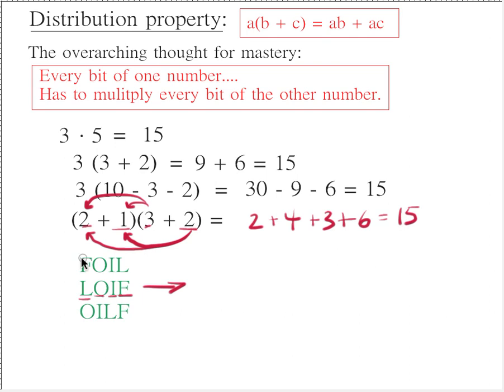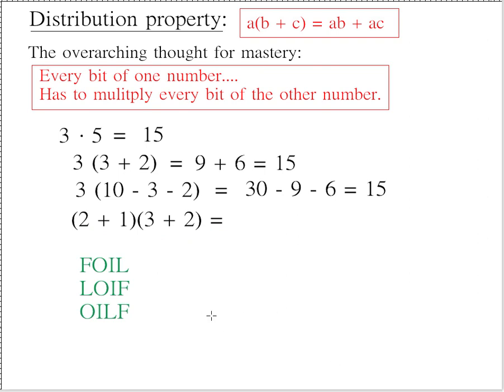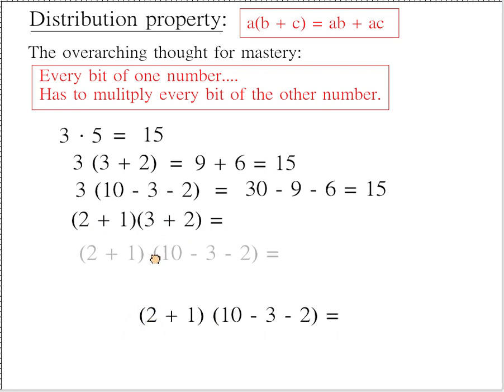So you see what I mean about FOIL? It is, in a sense, just a small vision of the total truth, which is every bit of one number has to multiply every bit of the other number. Now I want to finish this up here. Let me create some space and drag in something here. I want to show you a more complicated situation that FOIL could never get at, but this thinking does with ease. Here is an example of a binomial times a trinomial.